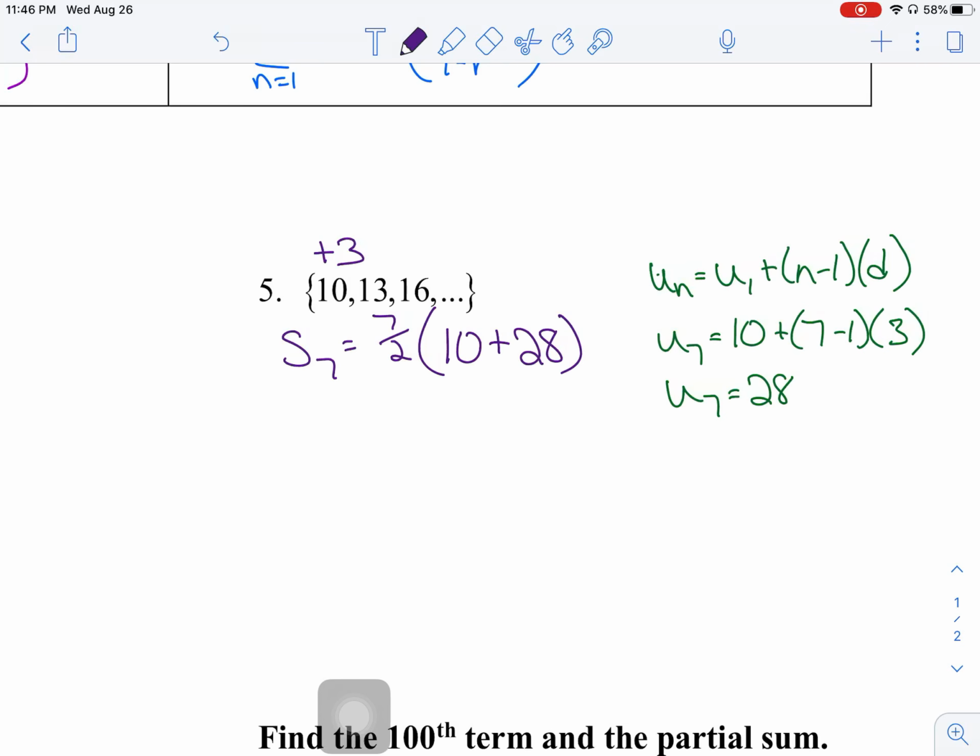I know that's now 28. So my first term was 10. My 7th term is 28. Let's see what we get here when I calculate all of this fun stuff. So 7 over 2 times 10 plus 28 gives us a grand total, a partial sum of 133.